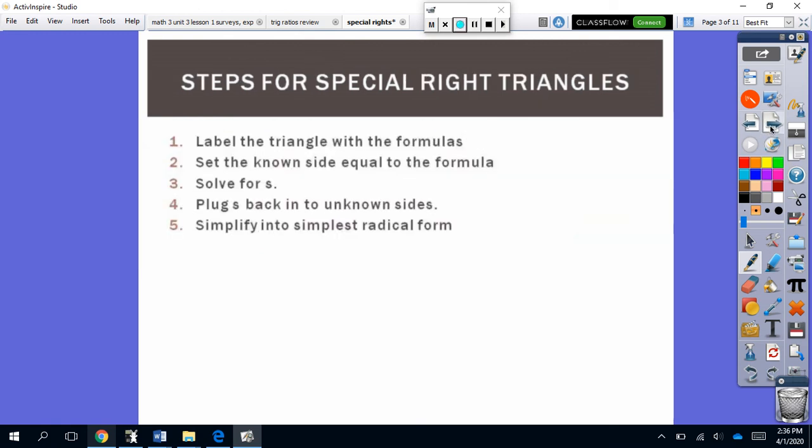So let's look at the steps to solve a special right triangle. You always take your formulas and label what you know, what you're given in the problem. Based on those two sides, the side and the hypotenuse, which is side times square root of 2, label what you know. Then set the known side equal to the formula and solve for S. Then you plug it in to get the other pieces.